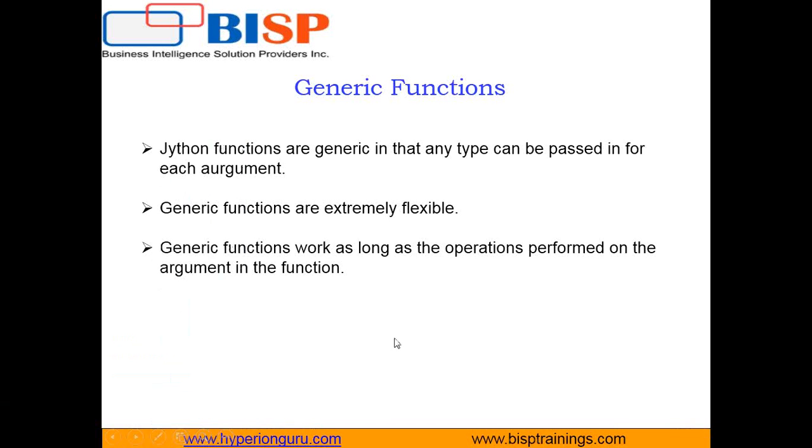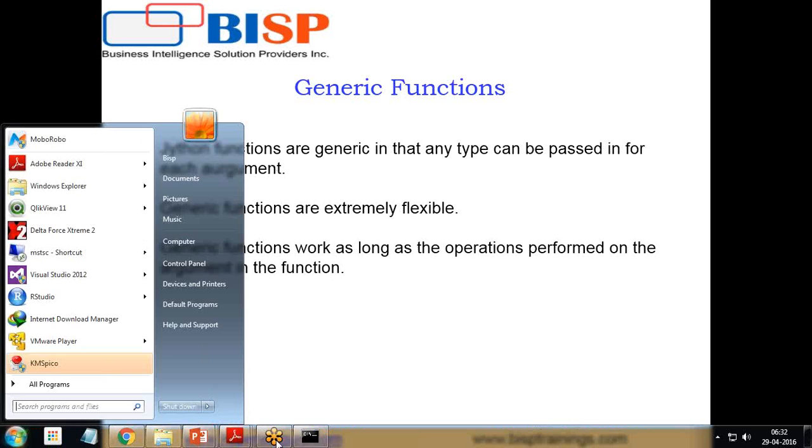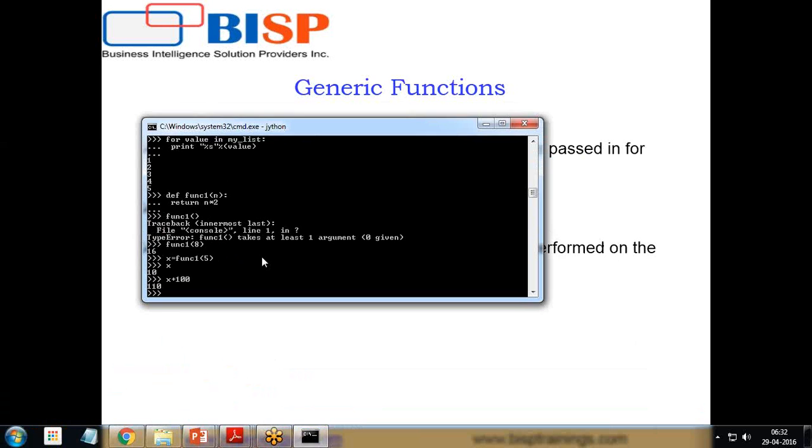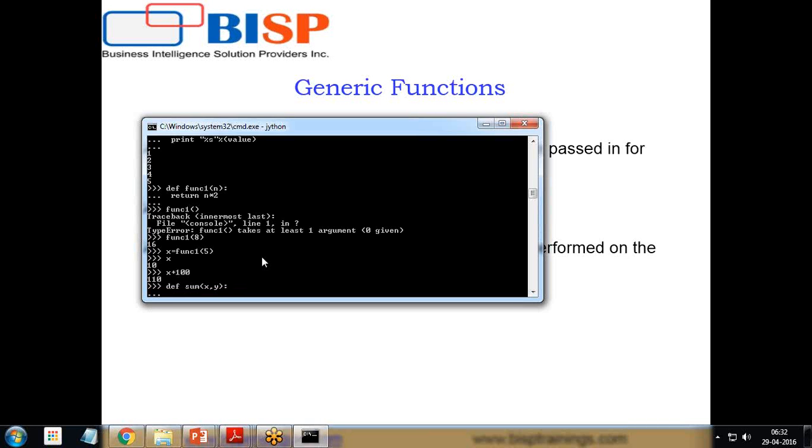So let's take an example of a generic function. Generic functions are extremely flexible. For the same kind of task, you don't need to define multiple functions. The same function will solve the task. The generic function works as long as the operation can be performed on the arguments in the function. Let's take an example of a generic function. I define def sum and pass two parameters, x comma y, and it returns x plus y.